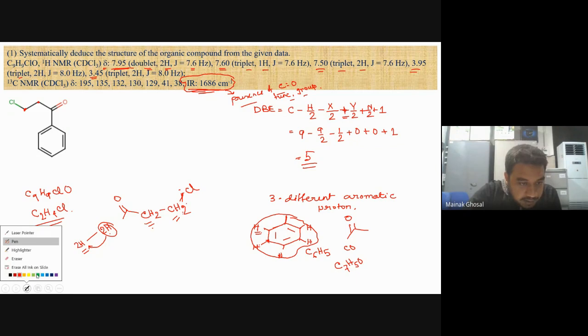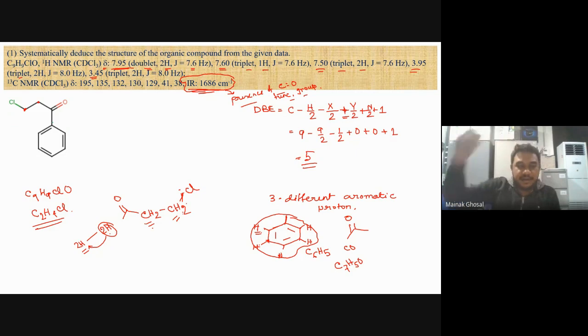Toluene is just a hydrocarbon, but here the effect of this C double bond O and this Cl group present here will create a different atmosphere, which is felt by each of these positions. So the effect will be different for this one, for this one, and for this one.